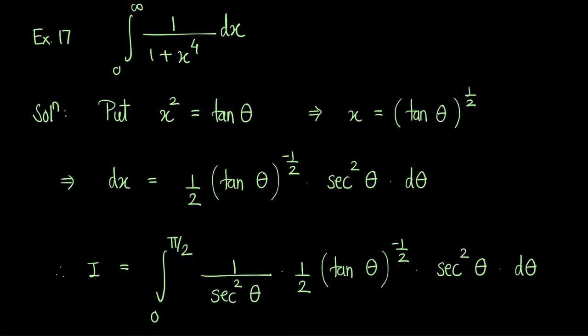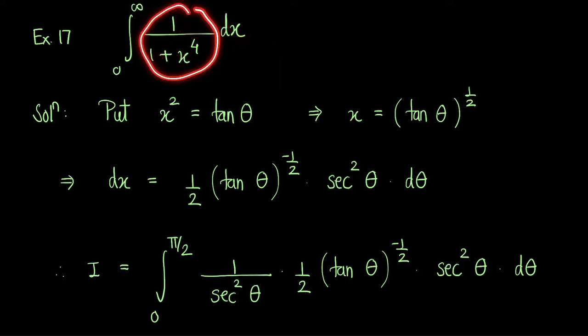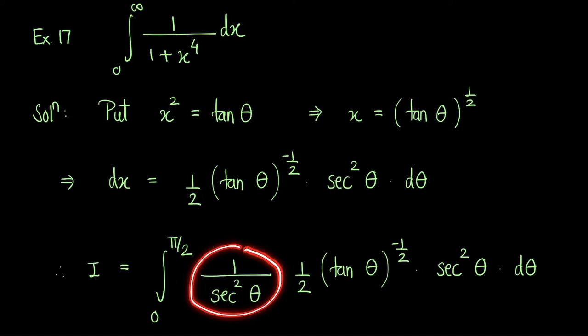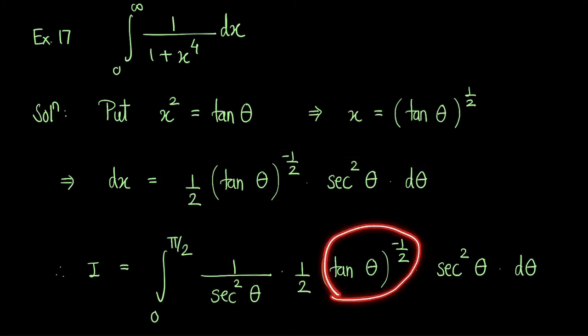Therefore this integral becomes integration 0 to pi by 2, 1 upon 1 plus x raised to 4. Now x square is tan theta, so x raised to 4 will be tan square theta, and we know that 1 plus tan square theta is sec square theta. Therefore this is equal to 1 upon sec square theta into dx. The value of dx is this one, that is 1 by 2 tan theta raised to minus 1 by 2 sec square theta d theta.